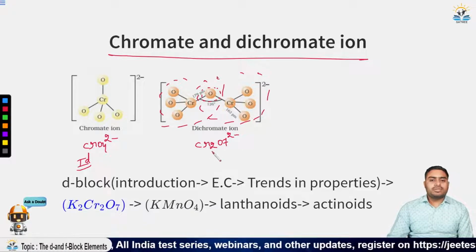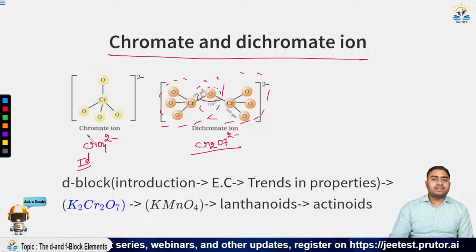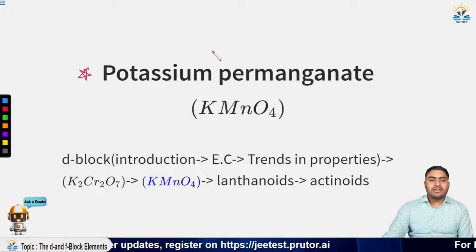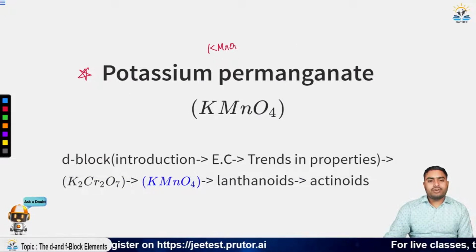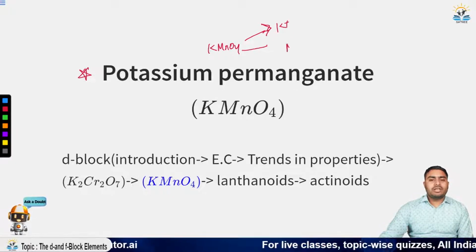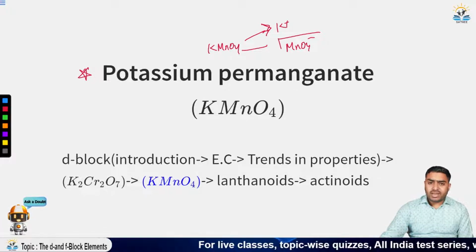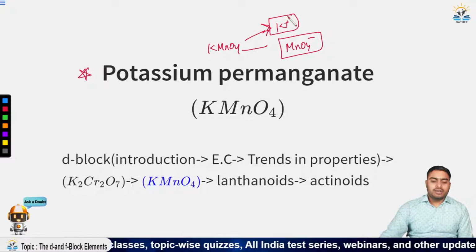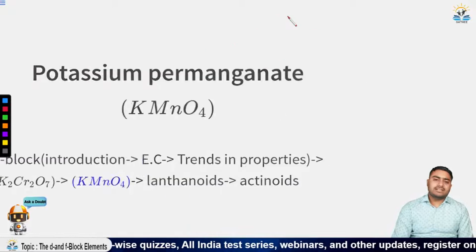Okay, this is about the Cr2O7 dichromate ion structure, and this is the chromate ion structure. Let's move to the next, potassium permanganate, which is KMnO4. In ionic form, it will provide K positive and MnO4 negative. MnO4 negative is a permanganate ion, right? Permanganate ion, first of all, let's discuss the preparation.